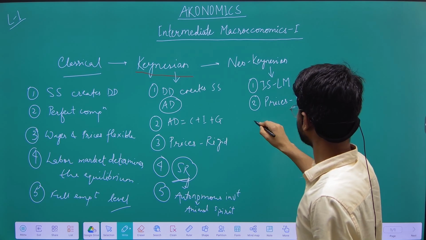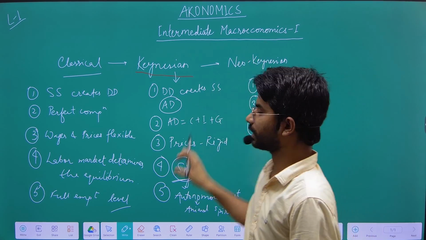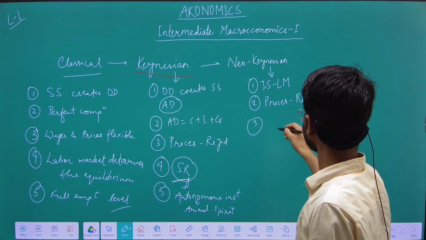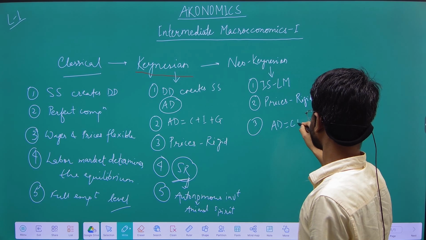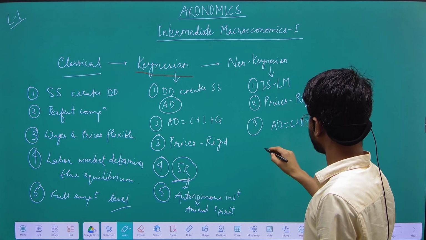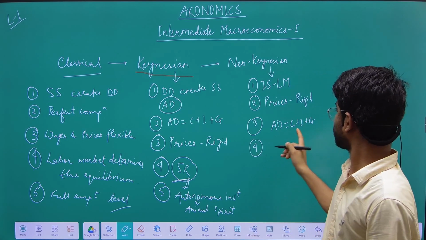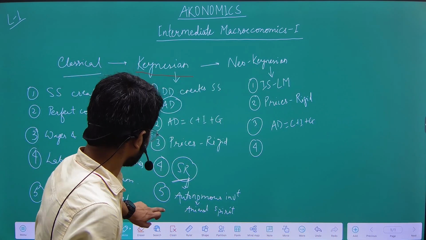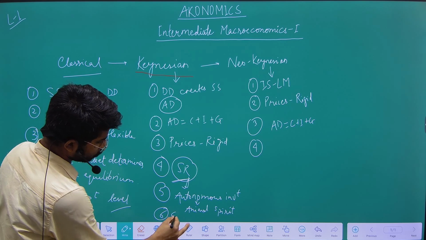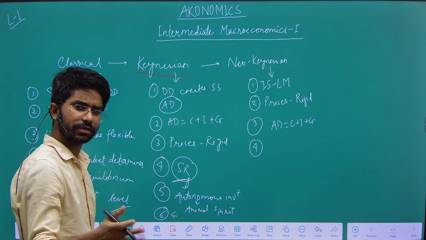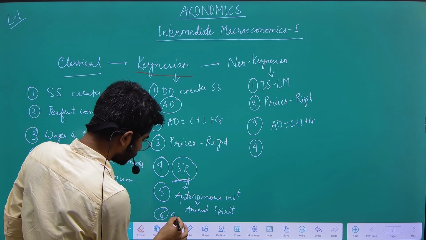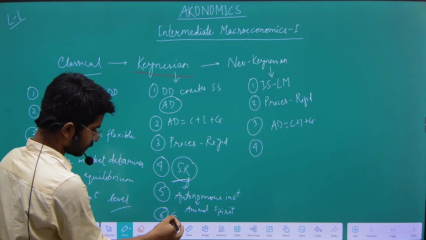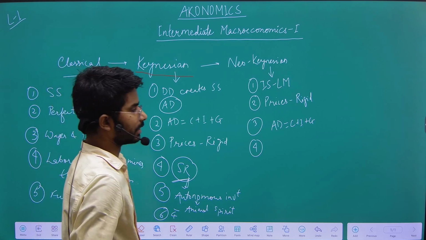Further, you could see that Hicks borrowed the Keynesian idea of aggregate demand. So AD was C plus I plus G, but there was a distinction here: investment was not autonomous. G was autonomous as well. I didn't write it here, but let's write G is autonomous, that is G bar.